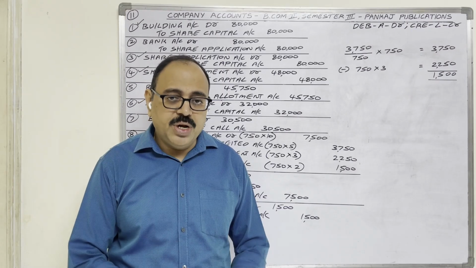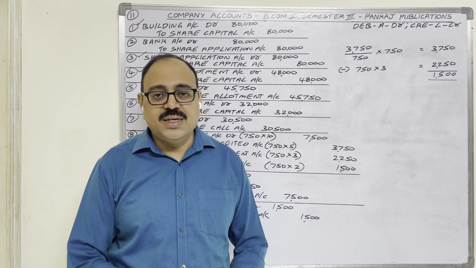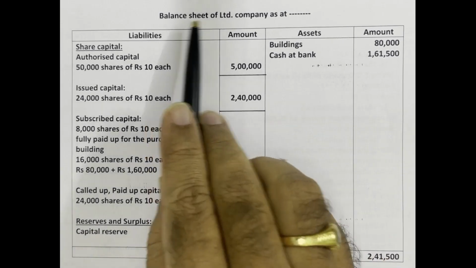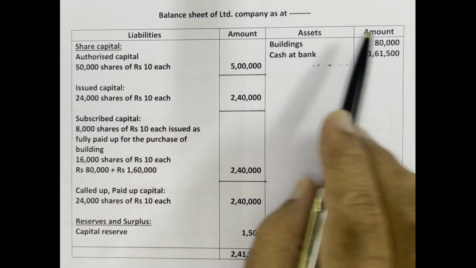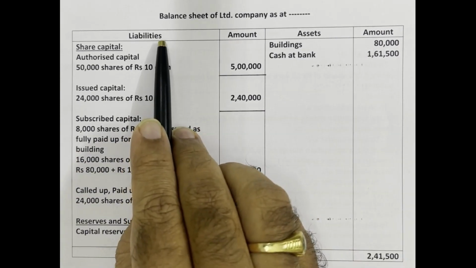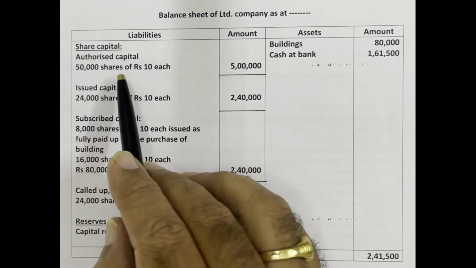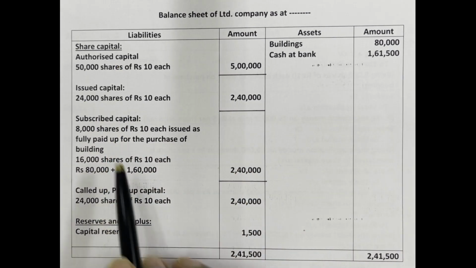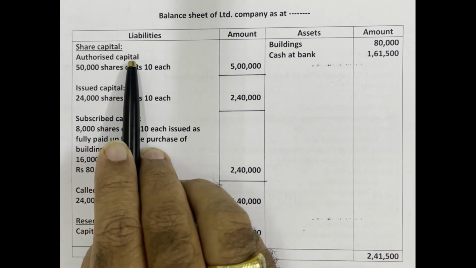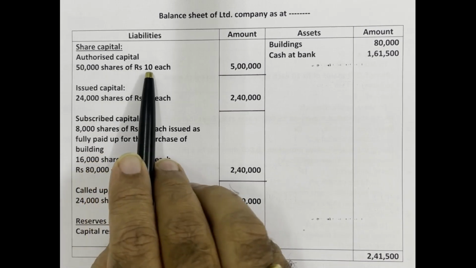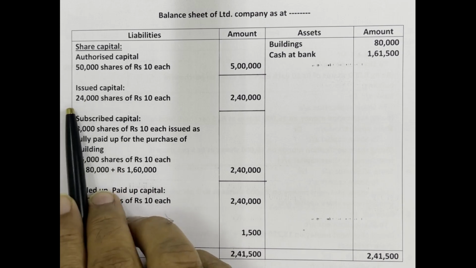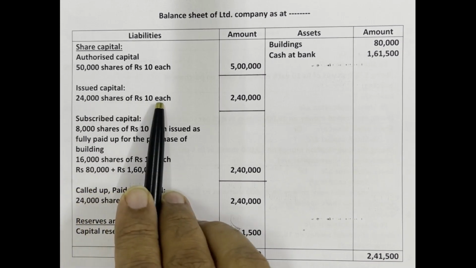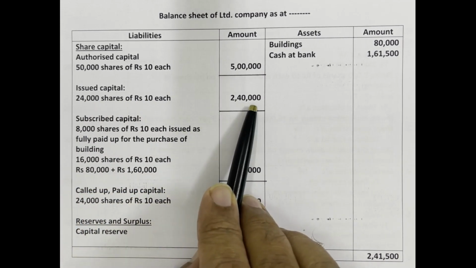So journal is completed. Next come to balance sheet. See, this is balance sheet. Balance sheet of limited company as at dash. Liabilities amount, assets amount. First liability side. Under share capital heading, we have to show different categories of capitals. First one, authorized capital. 50,000 shares of 10 rupees each, 5 lakh. Next, issued capital. 24,000 shares of 10 rupees each, 2 lakh 40,000 rupees.